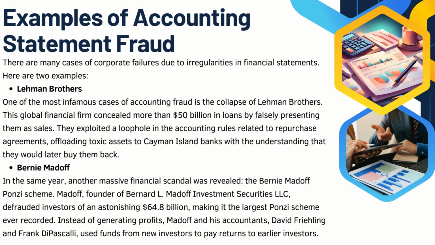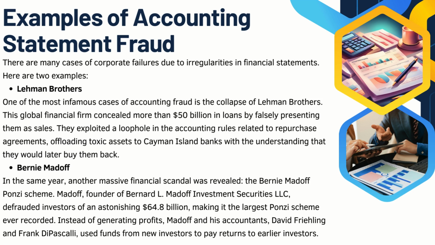Examples of accounting statement fraud. There are many cases of corporate failures due to irregularities in financial statements. Here are two examples. Lehman Brothers. One of the most infamous cases of accounting fraud is the collapse of Lehman Brothers. This global financial firm concealed more than $50 billion in loans by falsely presenting them as sales. They exploited a loophole in the accounting rules related to repurchase agreements, offloading toxic assets to Cayman Island banks with the understanding that they would later buy them back.